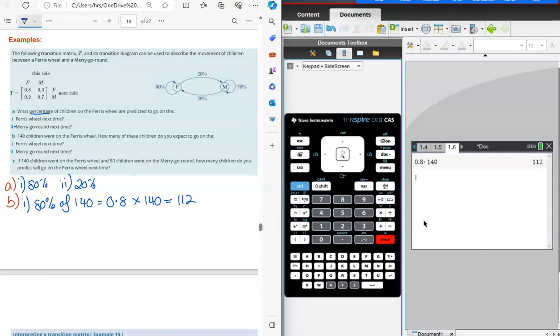And then it says, of the kids starting at the Ferris wheel, how many will go to the merry-go-round? All right, that's 20% of that 140. So we'll do 0.2 times 140, which equals, what's that?